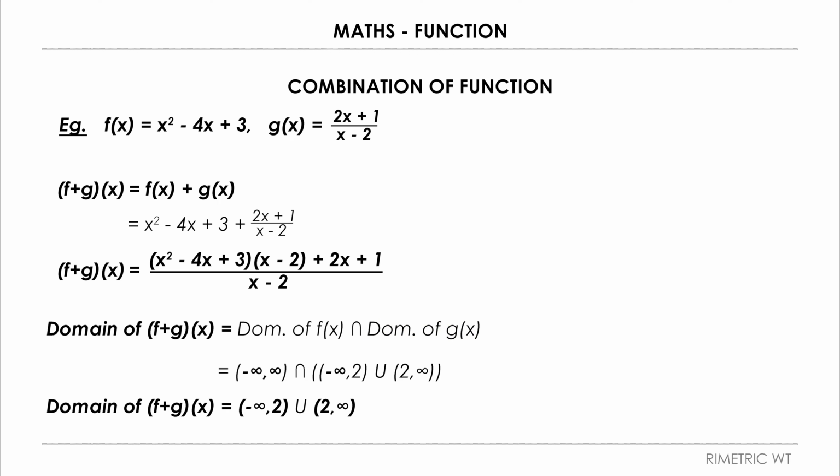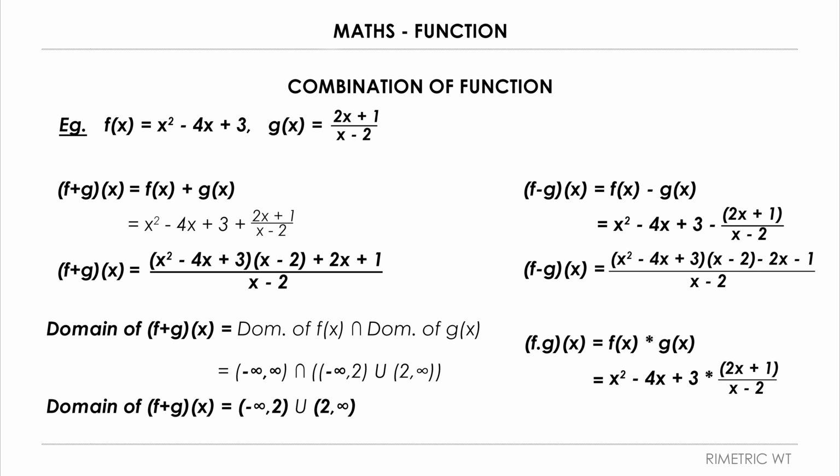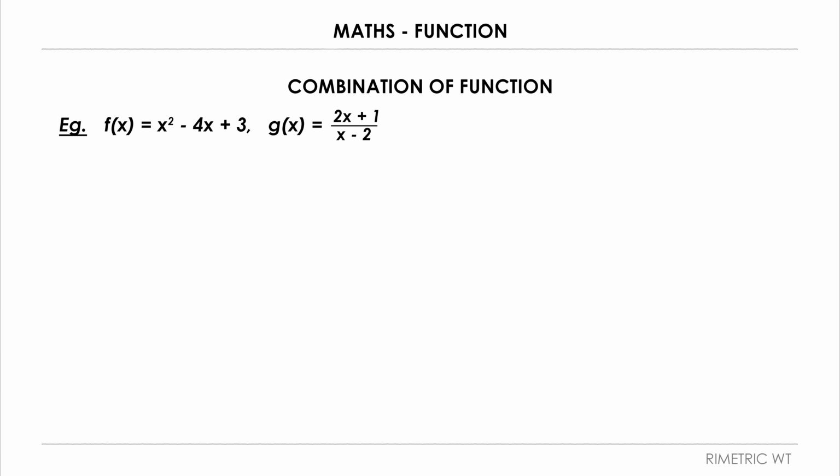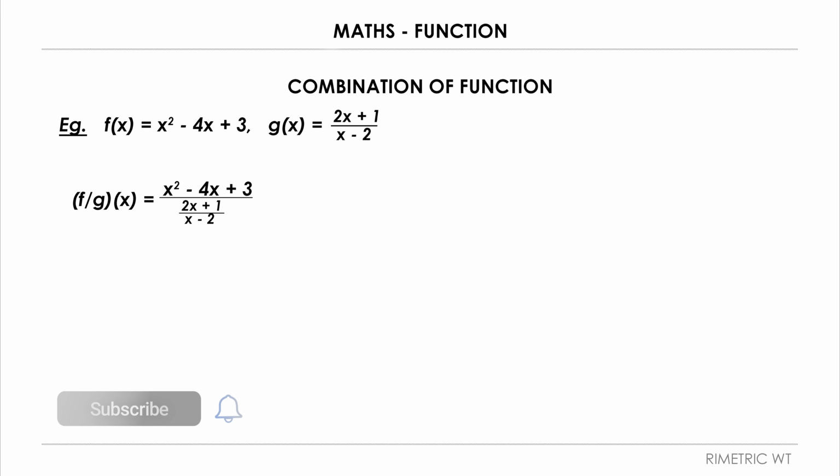For the difference and product, we get the result as shown here, and their domain will be similar to the domain of the sum according to our discussion. Finally, when we look for the quotient function, we will divide f of x over g of x, which is x squared minus 4x plus 3 divided by 2x plus 1 over x minus 2.